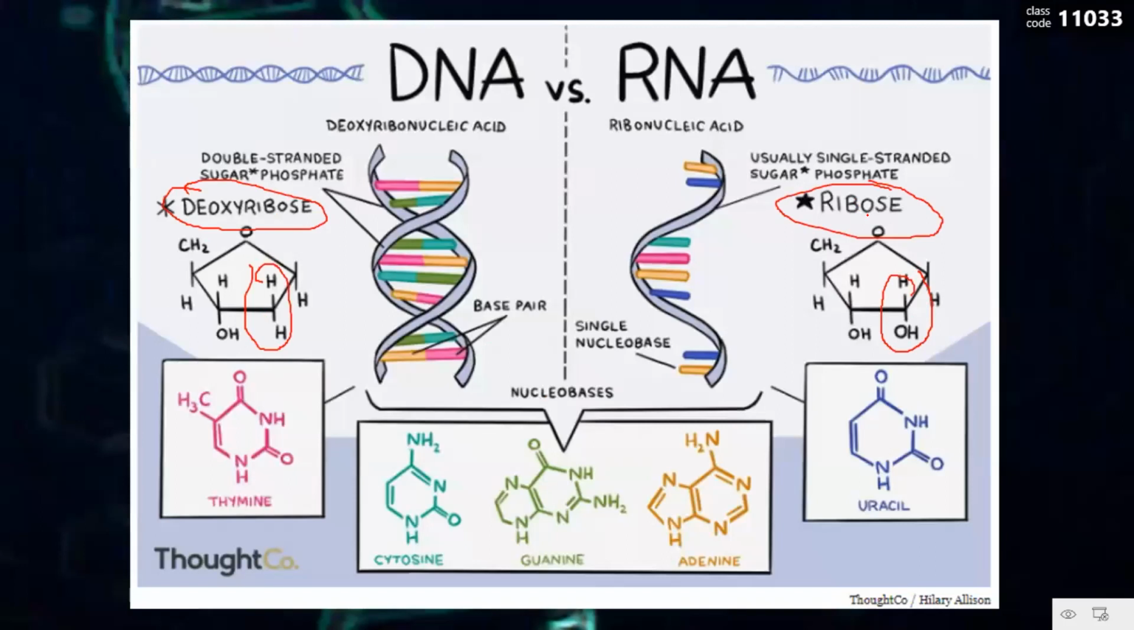What other differences do they have? In DNA, you have cytosine, guanine, adenine, and thymine. For RNA, it's the same: you have cytosine, guanine, adenine, but no thymine, you have uracil. Okay? So those are the differences between DNA and RNA.